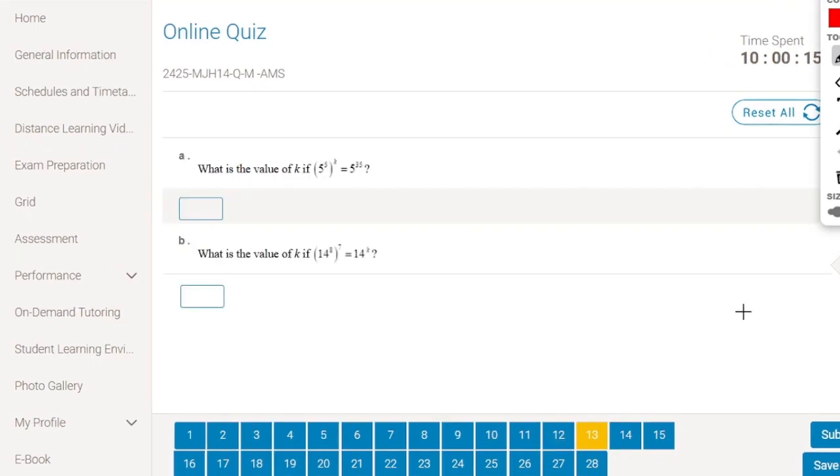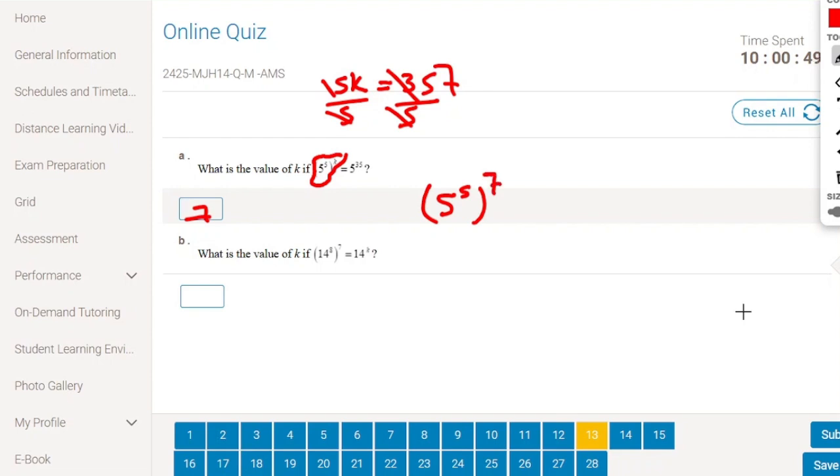Question number 13. What is the value of k if 5 power of 5k equal to 5 power 35? Here, this one will be 5k because 5 multiply k. So 5k equal to 35. Divide by 5, divide by 5. Here it will be 7. So k will be equal to 7. When I say 5 power of 5 all power of 7, that means I'm multiplying 5 multiply 7. So it will be 5 power of 35.